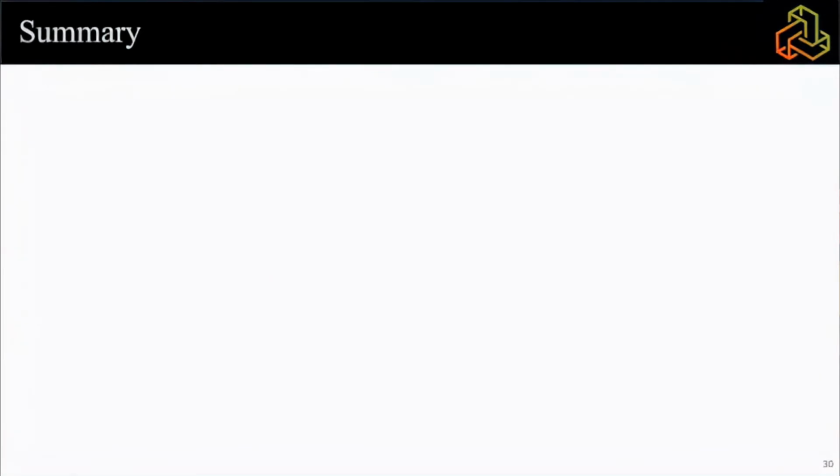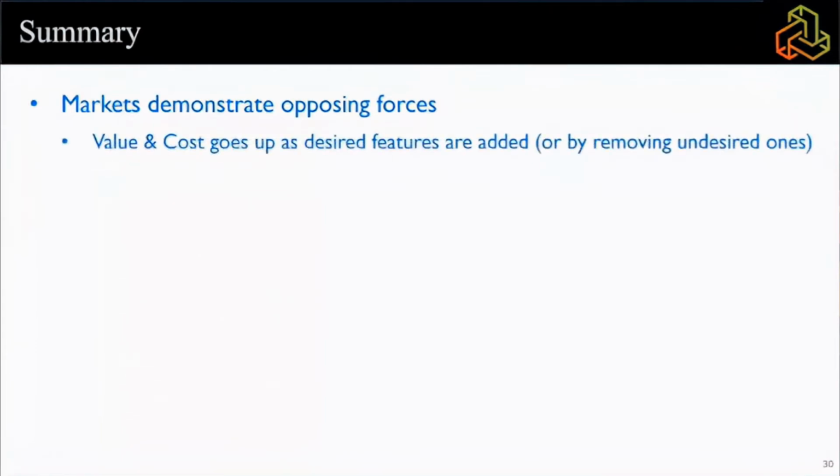Oh, in sum, and again, we're going to have some questions after this. In sum, we've discovered that the markets, all markets, demonstrate opposing forces. Value and costs go up as you add features. So if you make a bigger ship, it's got more hull volume, it's got more horsepower, but it's also got more value. It goes faster, it carries more people. So value and cost go up as you add desired features or if you remove undesirable features.